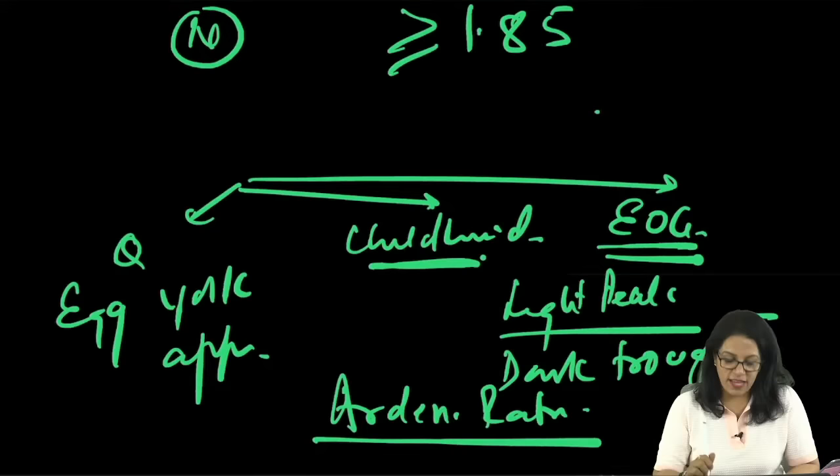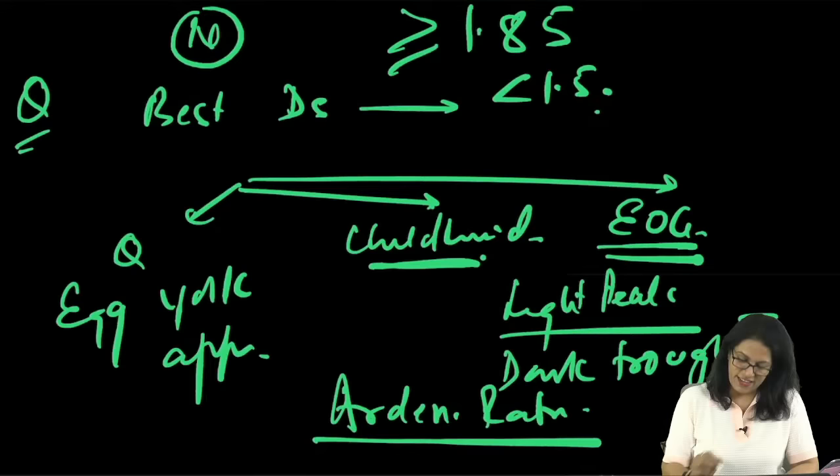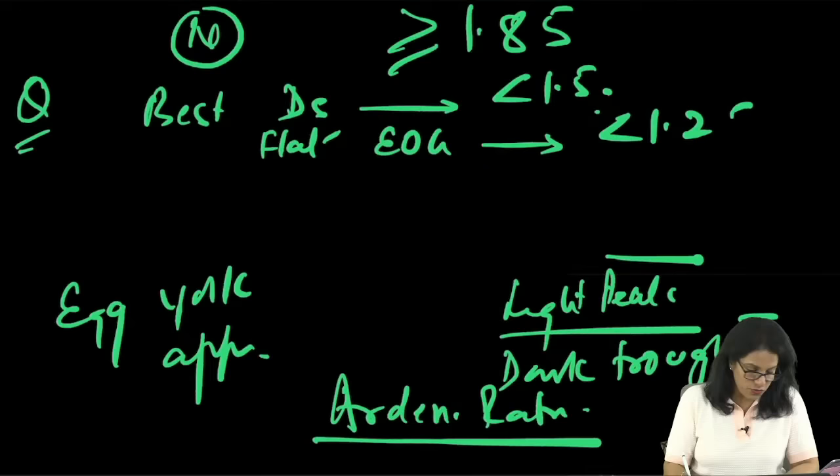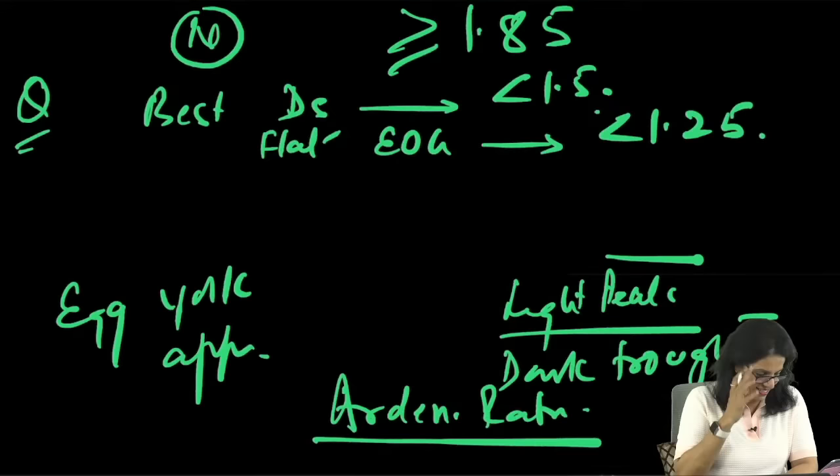So, this is the exam question. In Best disease, this goes to less than 1.5. And when do you call it a flat EOG? When it is less than 1.25. Very good. Thank you for answering. I should also know that you are all active and attentive. So, this is very important to remember.